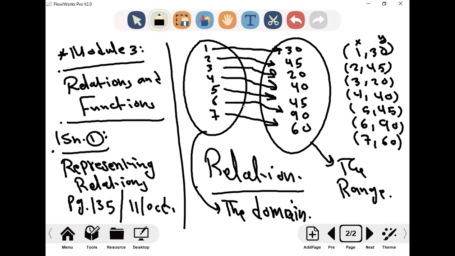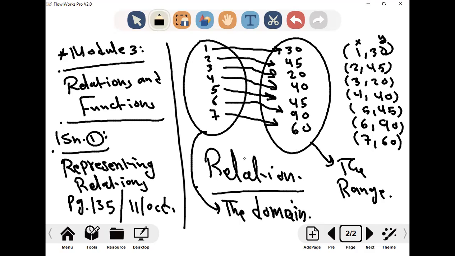Now the third paragraph. A relation can be represented in multiple ways. We can represent the relation in multiple ways. This is one of the ways, the mapping, making mapping arrows between x and y for each one. You can use tables, you can use ordered pairs, you can use this mapping. Domain is x always, range is y always.